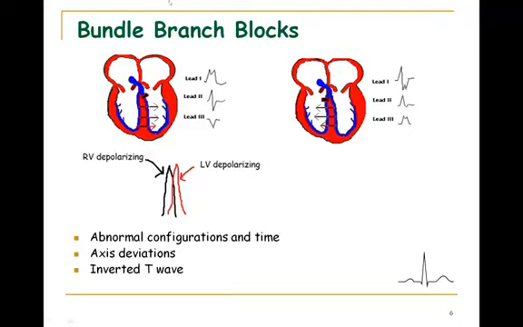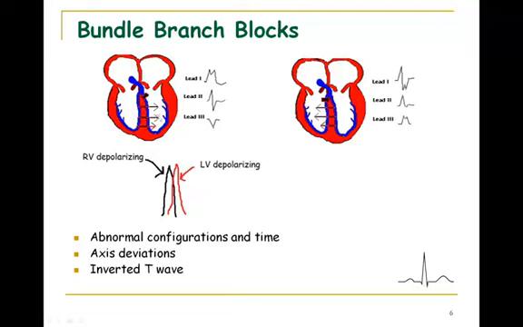So what's going to happen is when the impulse comes down to go to the ventricles, the right ventricle will have no issue in depolarizing because the right bundle branch is perfectly fine. But because there's a block in the bundle branch on the left side, the impulse is going to have to travel myocyte to myocyte, maybe coming over from the right side to the left side. It's going to take much longer to depolarize the left side.